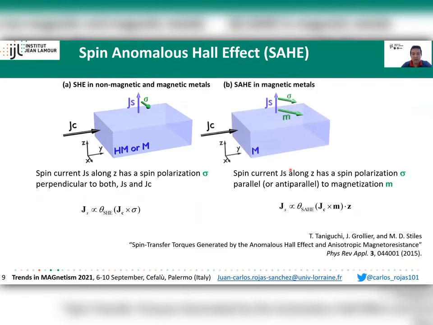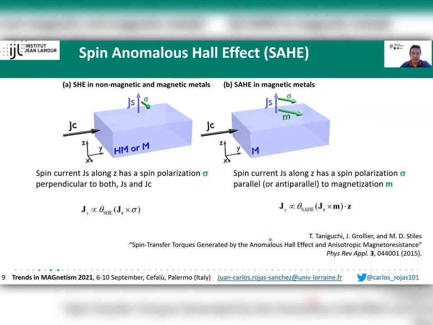But there is also this other symmetry, as reported in this theoretical paper. In this case, in a magnetic material, in addition, we have a spin current where the spin polarization is parallel to the magnetization of the magnetic material. The efficiency of this interconversion we call the spin anomalous Hall angle, following the nomenclature reported in this study.